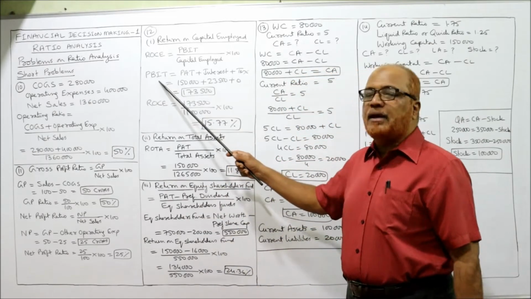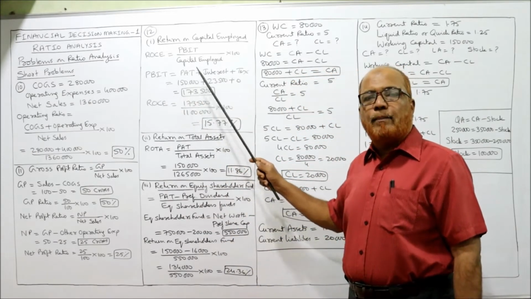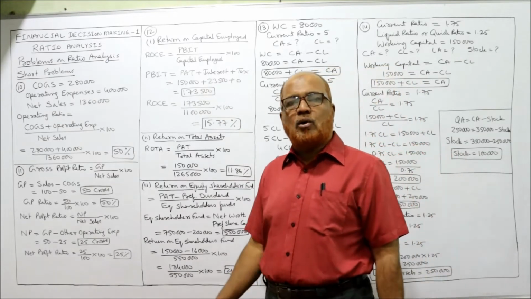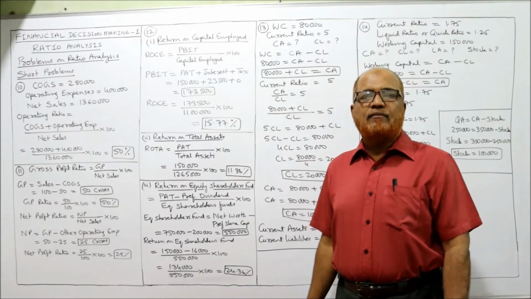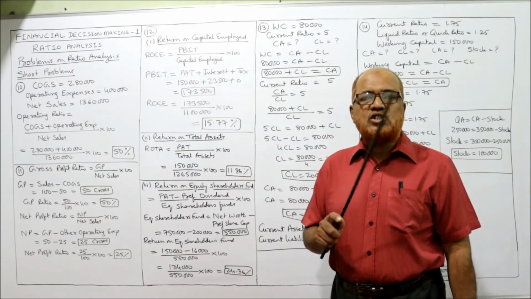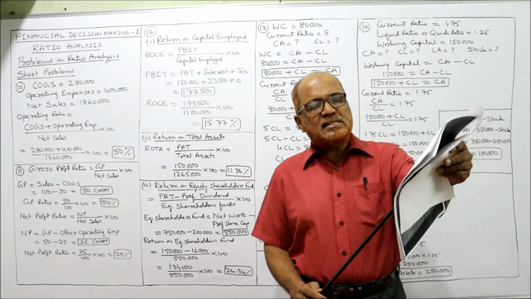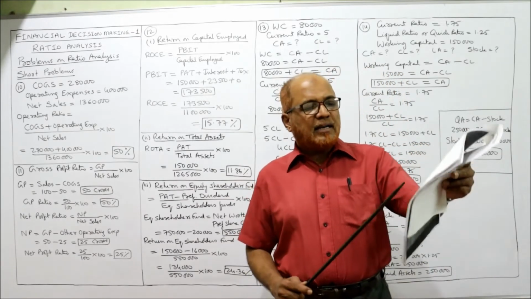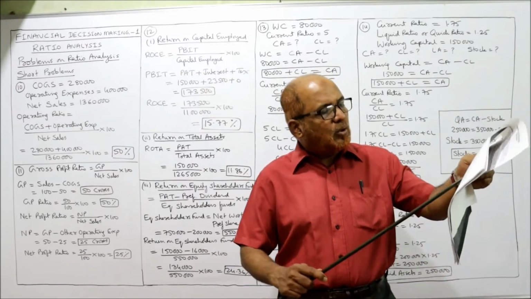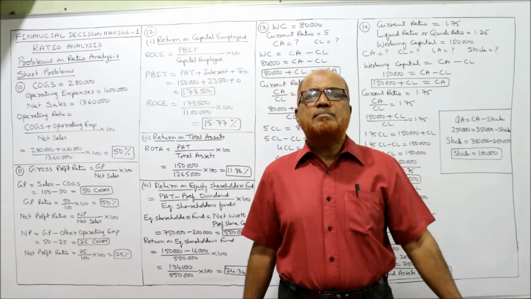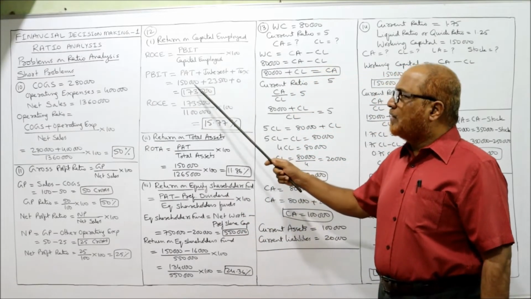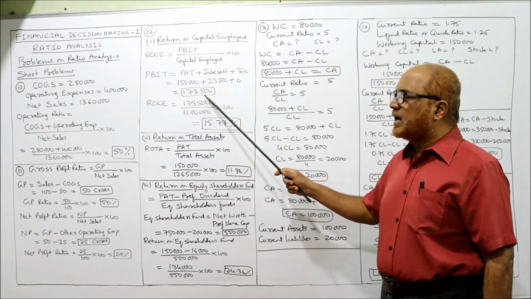So PBIT is equal to PAT plus interest plus tax. I have already explained this in the previous video also. We have applied this formula. PBIT is equal to PAT plus interest plus tax. PAT is given as 1,50,000. Interest is given as 23,500. But tax is nowhere given. Nothing is mentioned regarding tax, so put 0 as tax. So 1,50,000 plus 23,500 is 1,73,500.